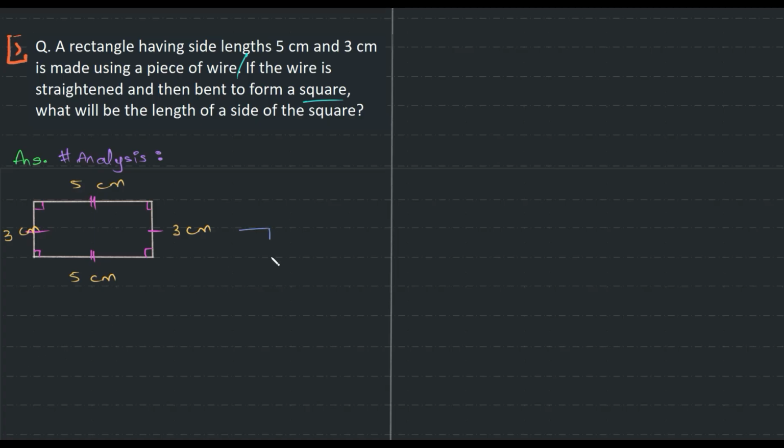Next, it is bent into a, let me use this color. It is bent to form a straight wire. It's straightened basically. And then again it is converted into a square.